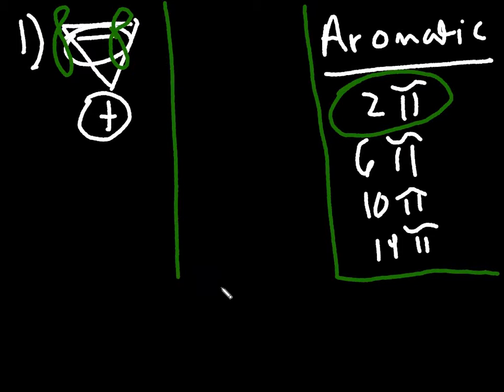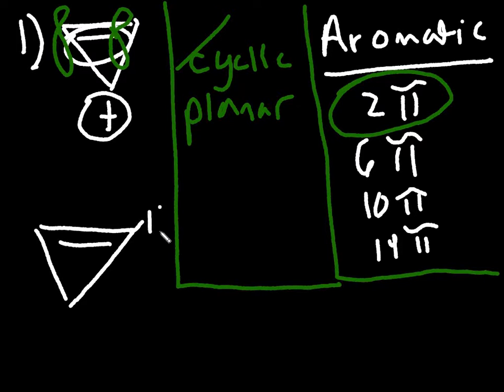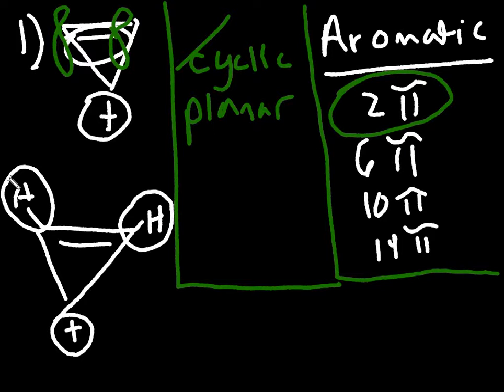There's 2 checklists. You have these numbers off to the side that tell you the pi electrons. And then you have, is it cyclic? Yeah. Is it planar? Let's see. It's H here, H there. So this is sp2 hybridized, sp2 hybridized. And now look at this cation, this positive here. That goes towards hybridization. So this would be sp2 hybridized as well. Therefore, the whole compound is planar.